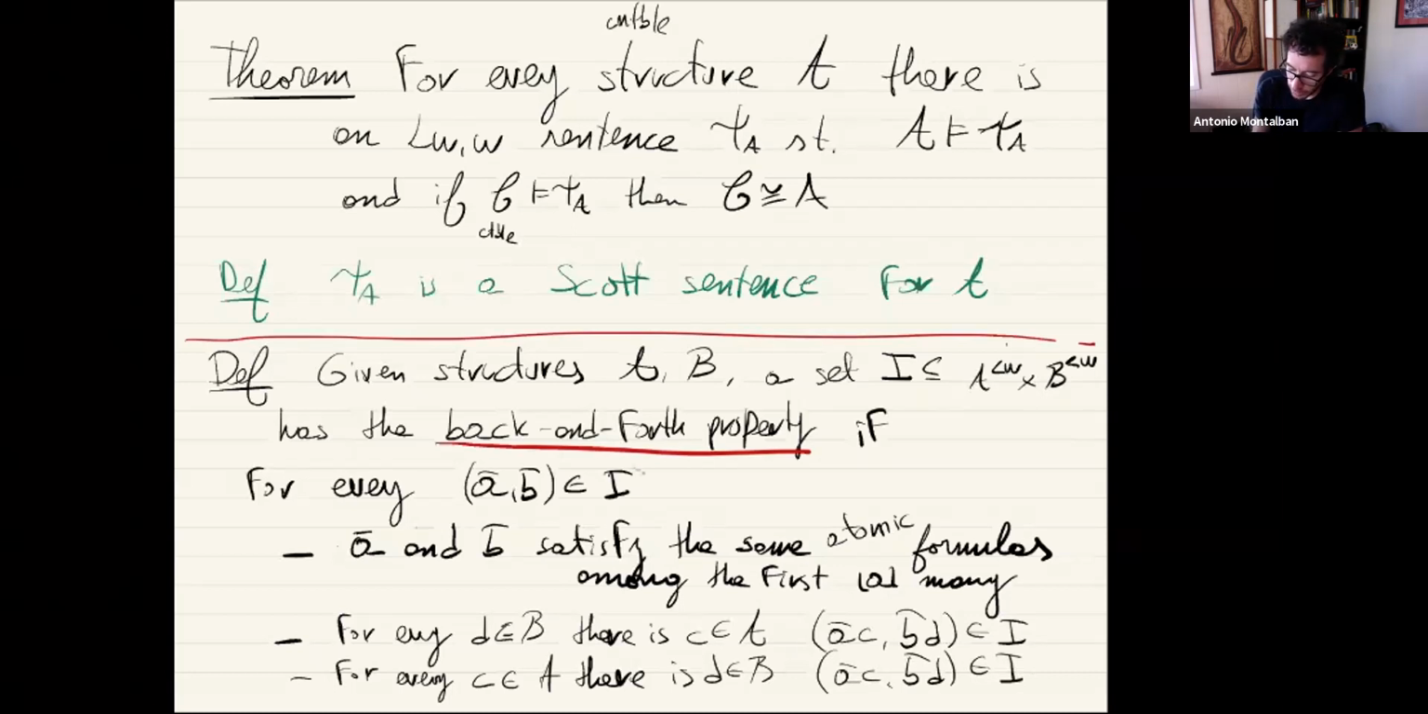They are saying that if I know the tuple a, b is in I, and I want to extend it by putting an extra element here, I can find a c here such that the pair belongs to I. And if I have a c up here that I want to extend, there's a way to extend this tuple with a d so that we are in I. So that's what is called the back and forth property. We can go back and we can go forth. This is a very important property.